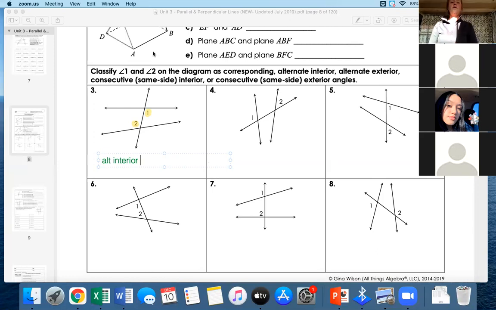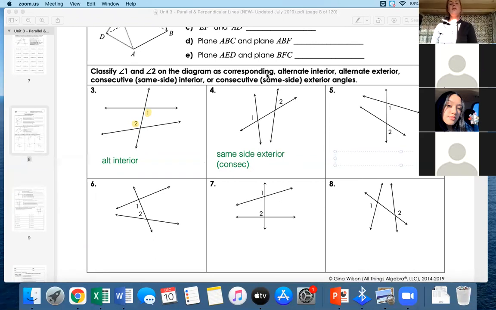What about angle 1 and angle 2 in this next picture? Yep, same side exterior. Which you can also call consecutive. Which I'm not going to spell for you because I know I won't spell it right.